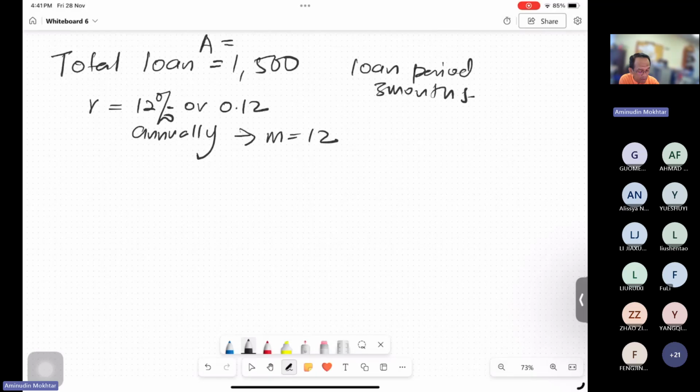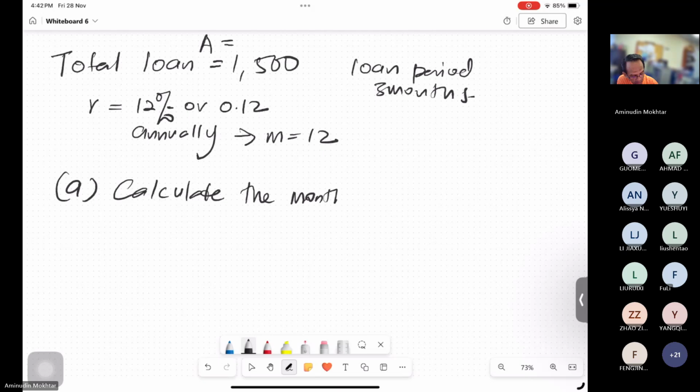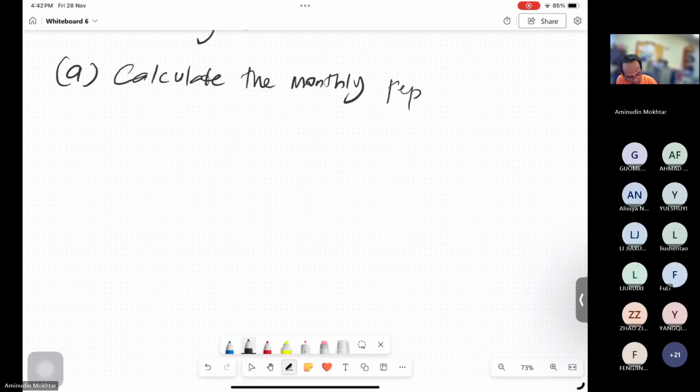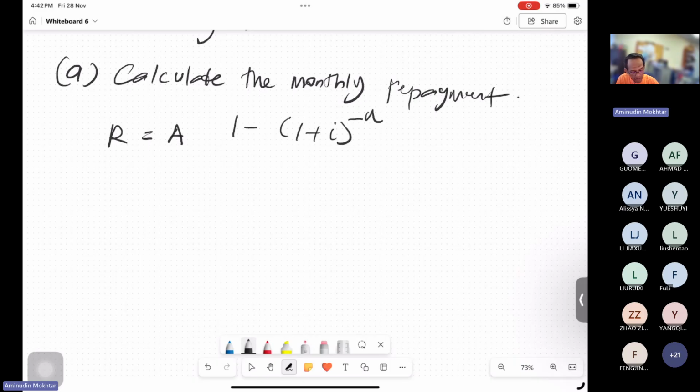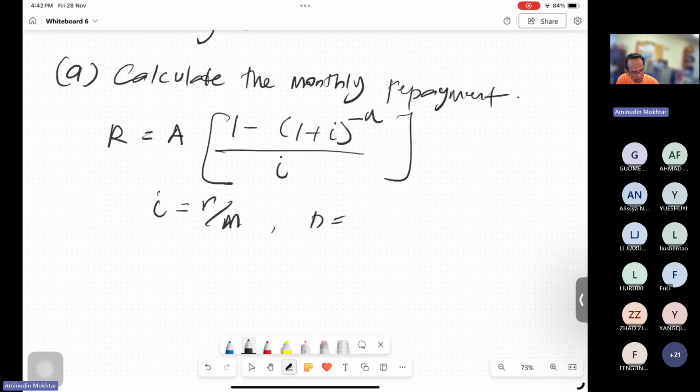Okay, what is the first question? It asks you to calculate the monthly repayment of the loan. What is the formula? Please refer to formula 3.3. The monthly repayment is R equals A times 1 minus (1 plus i) to the power of negative n, divided by i. What is i? i equals r over m, and n equals mt.